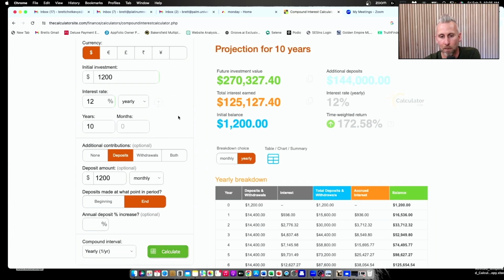After 10 years, it is $270,000. That is total. Now it breaks down. You started with your initial balance here of $1,200. Then you added an additional $144,000. That's $1,200 per month times 120 months. That's what it looks like. Now you have $270,000 in that account.